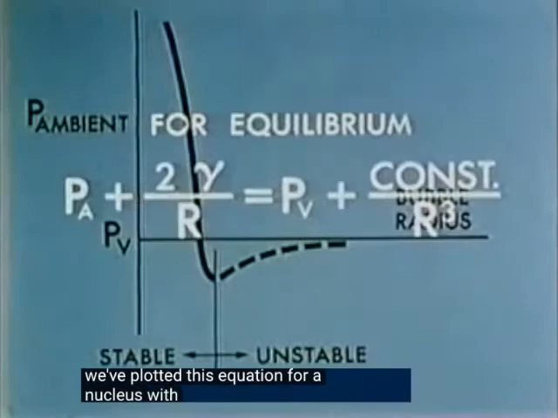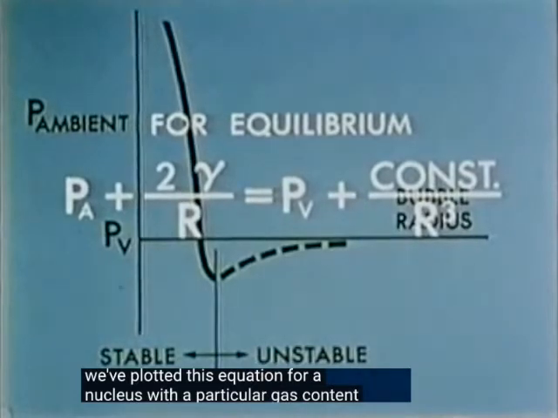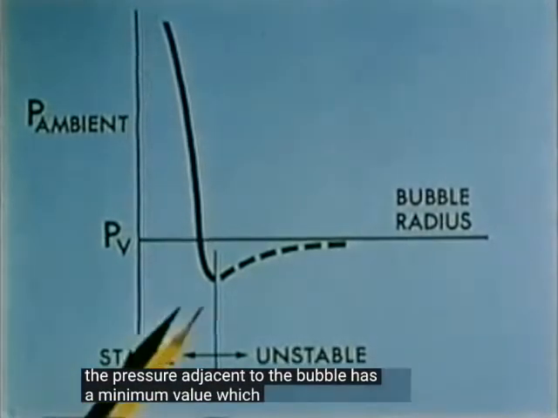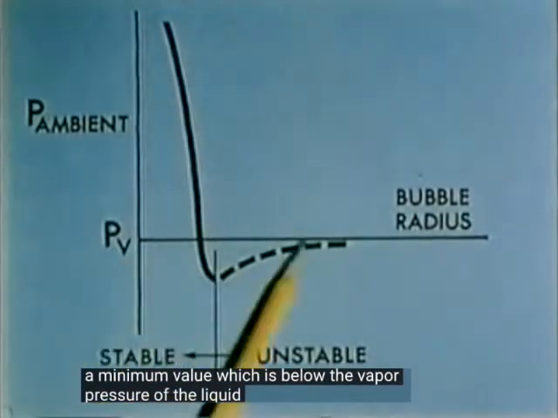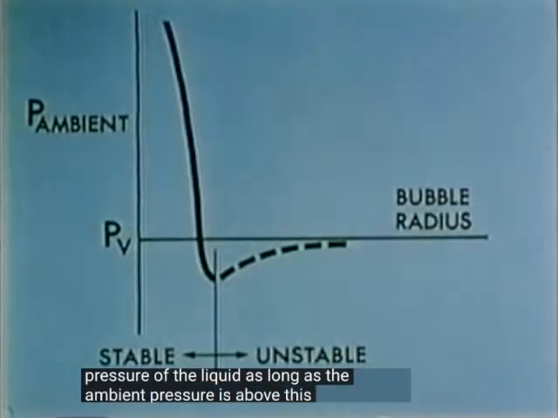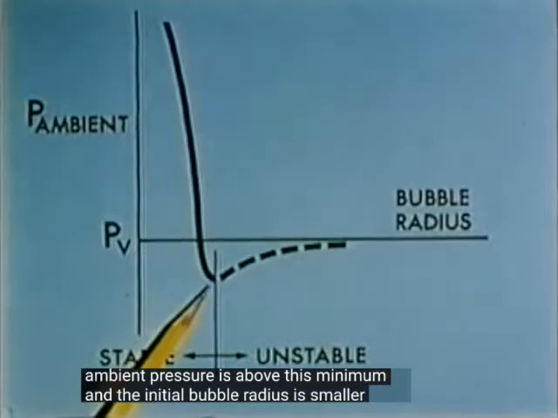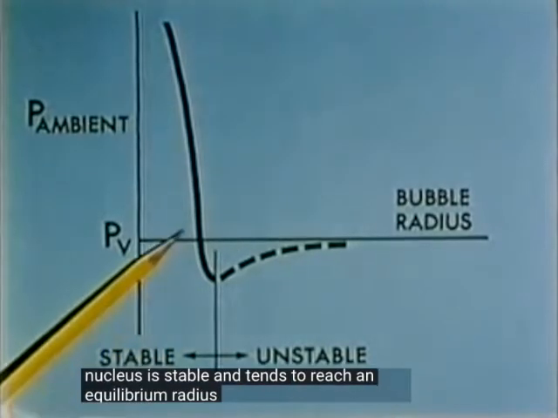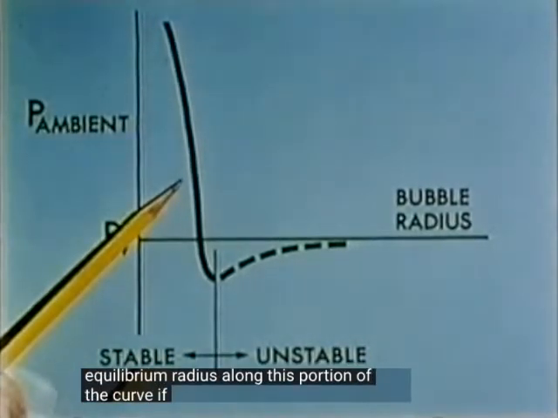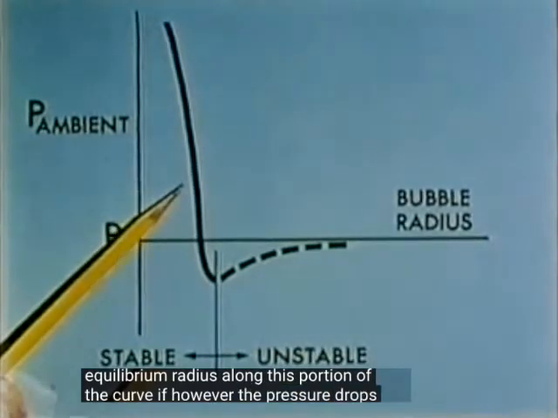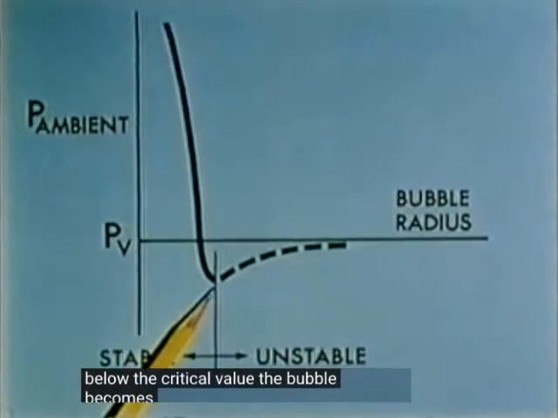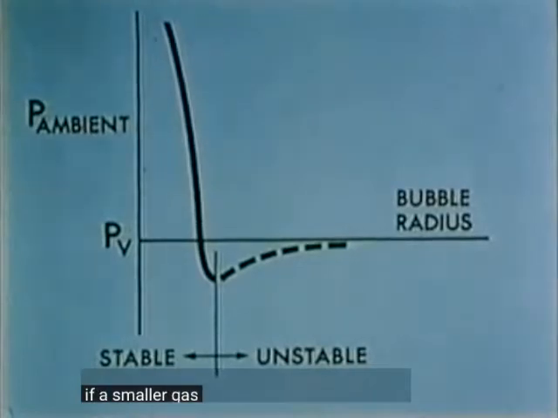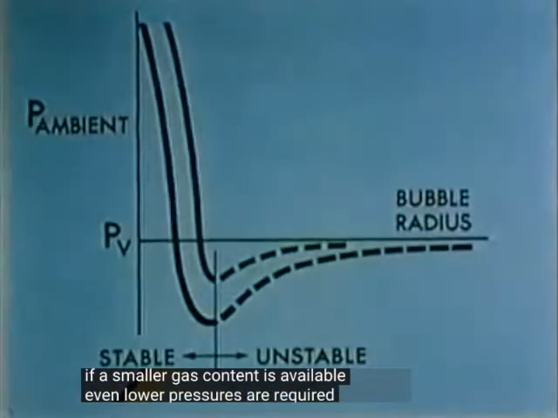We've plotted this equation for a nucleus with a particular gas content. The pressure adjacent to the bubble has a minimum value which is below the vapor pressure of the liquid. As long as the ambient pressure is above this minimum and the initial bubble radius is smaller than the radius associated with it, the nucleus is stable and tends to reach an equilibrium radius along this portion of the curve. If, however, the pressure drops below the critical value, the bubble becomes unstable and grows without bound. If a smaller gas content is available, even lower pressures are required.